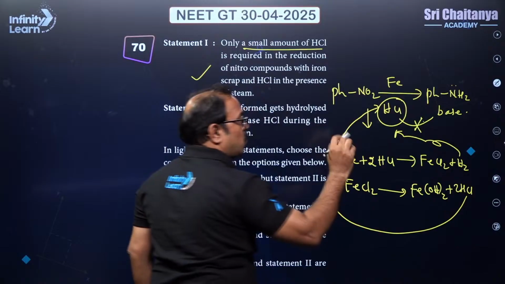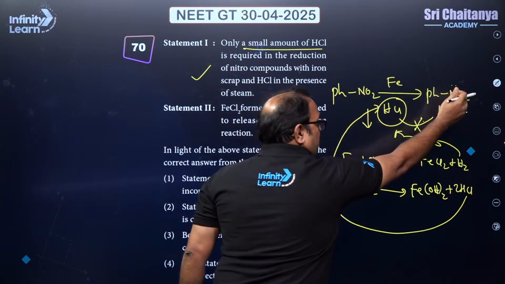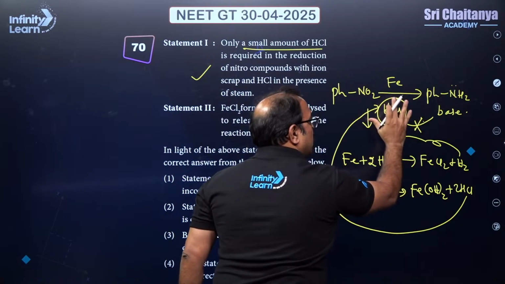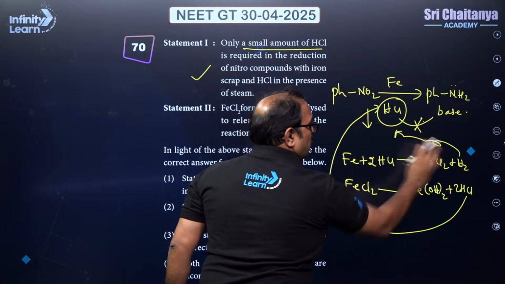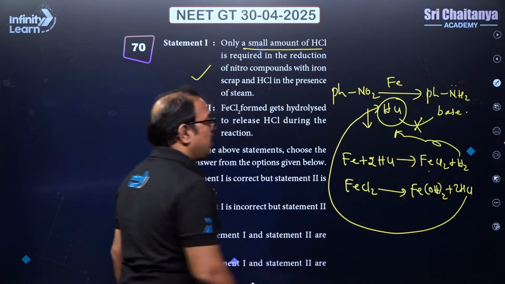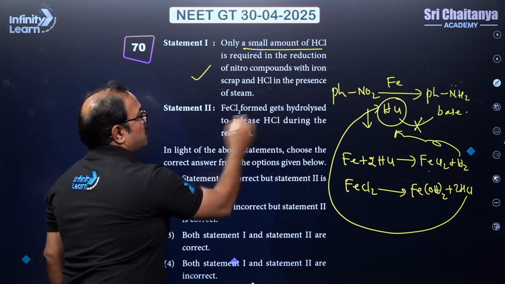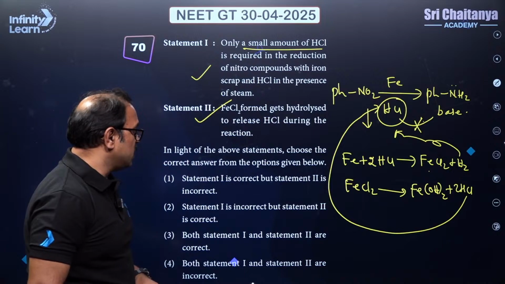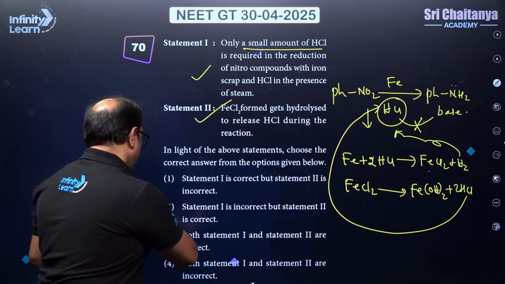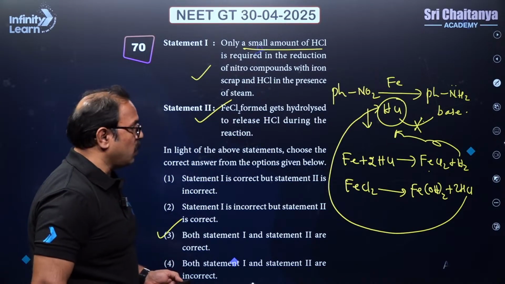Small amount is for two reasons. Excess can further react with the base, so we cannot take the excess amount. The second point is, the HCl reacting to form FeCl2, on hydrolysis, gives back HCl. So both the statements are correct in this case. Statement 1 and statement 2 both are correct.